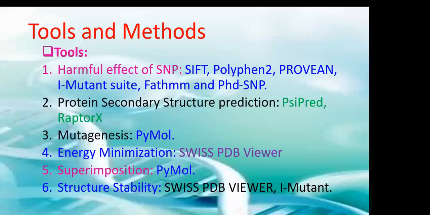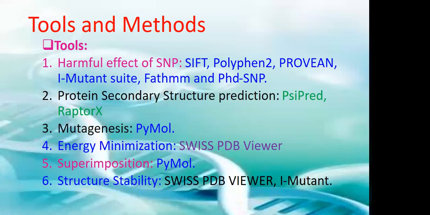So, tools and methods. The tools and methods used in our project are SIFT, PolyPhen-2, PROVEAN, iMutant, SNAP, and PhD-SNP. These six different tools are used for single nucleotide polymorphism, when we look at the effect of the mutation, whether it is harmful, normal or neutral.